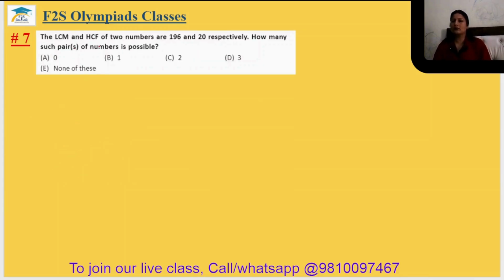Seventh. The LCM and HCF of two numbers are 196 and 20 respectively. How many such pairs of numbers can be possible? So LCM is 196, HCF is 20. Is it possible? Actually, the LCM must be completely divisible by HCF. But here 196 is not completely divisible by 20. So that's why we can say 0 pairs can be possible. Seventh answer will be option A. Okay.